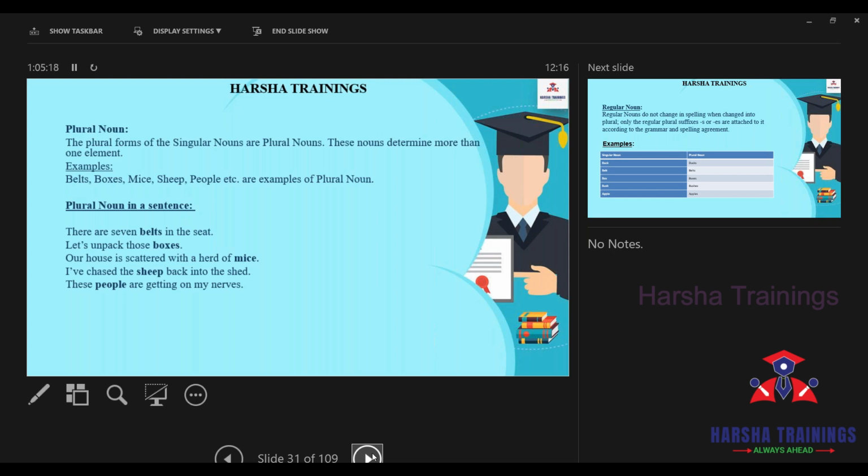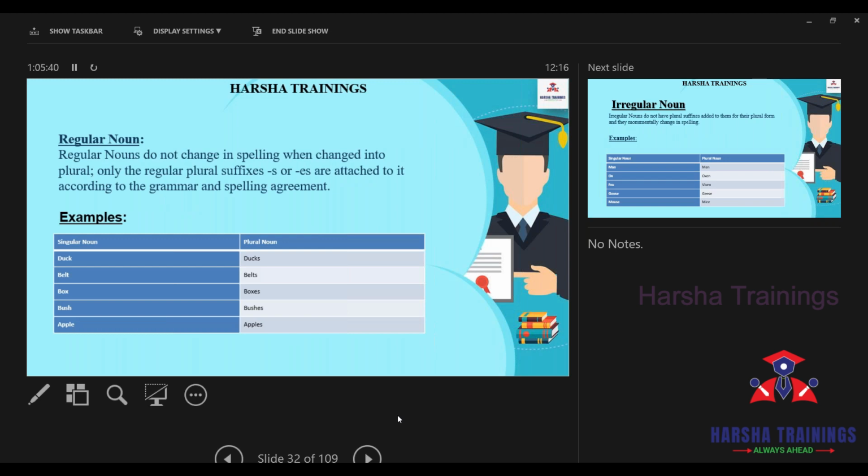Okay. Sheep remains sheep. We don't say sheeps. One sheep, two sheep. It's not two sheeps. Sheep remains sheep in both singular and plural. Right. People, both plural. So these are examples of plural nouns.